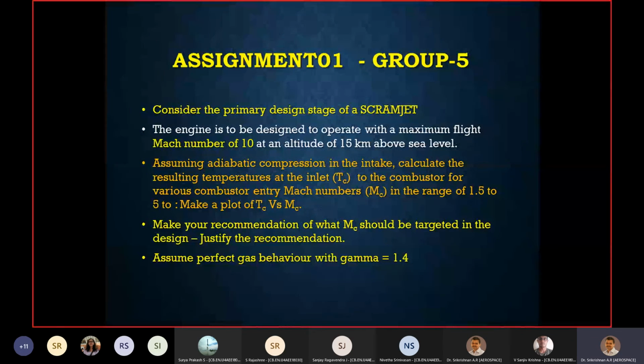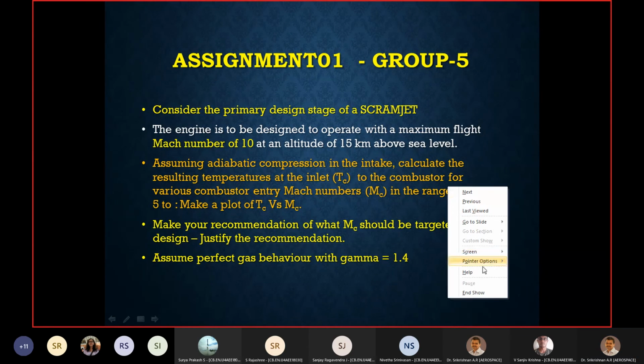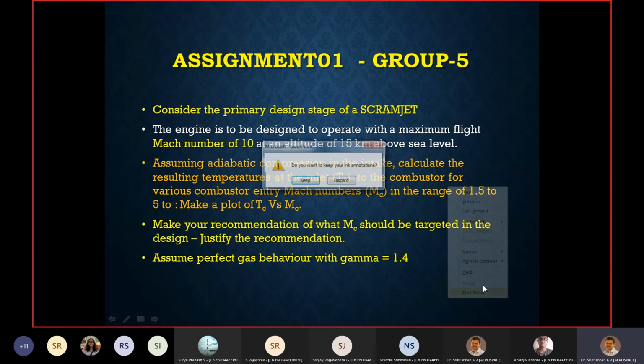If you have any questions, particularly group 5, anything? If not, we'll stop here.